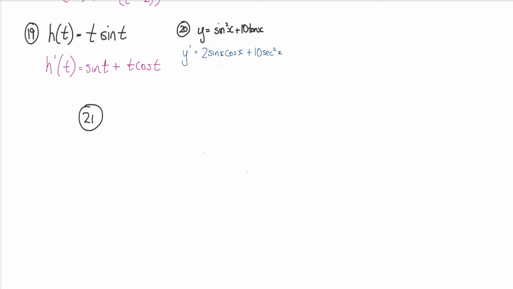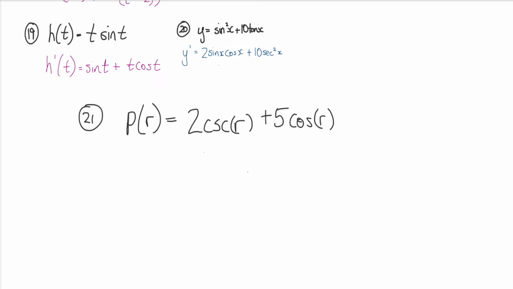let's say this one is P of R. Okay, this one here, this is from South America, I think. That's the kind of vibe I'm getting. Let's say we have 2 cos, no, let's do cosecant of R plus 5 cos of R. That one we can make R.